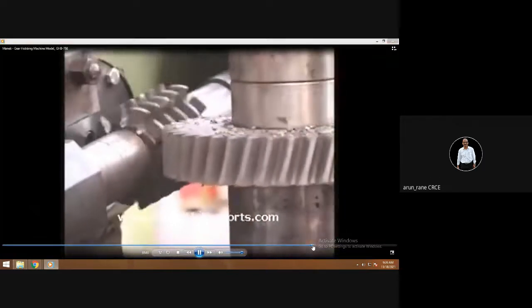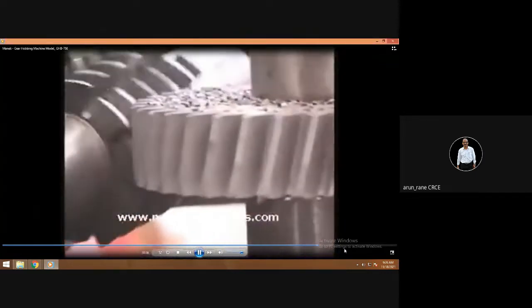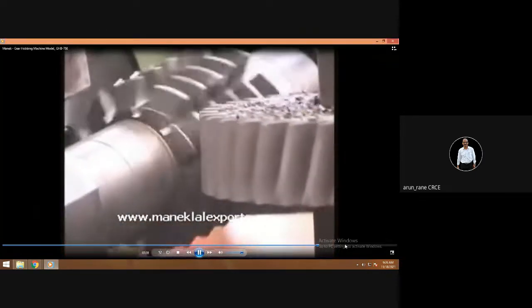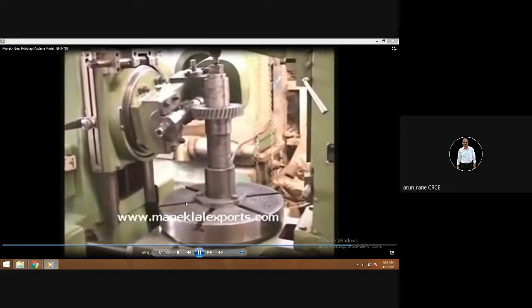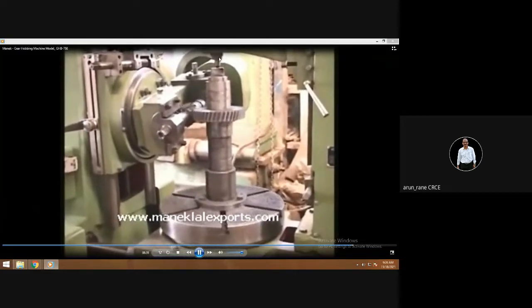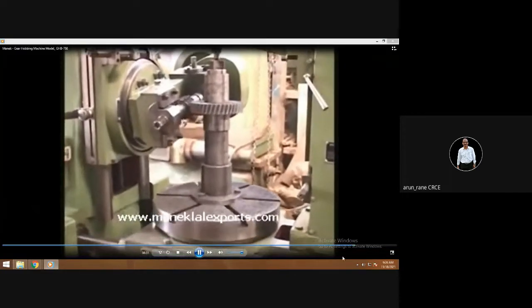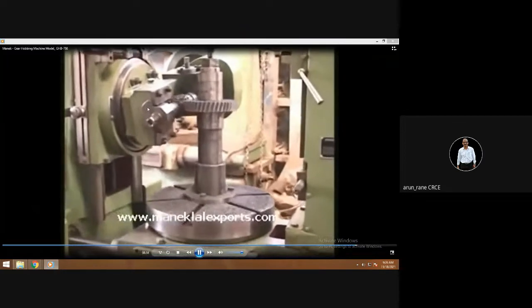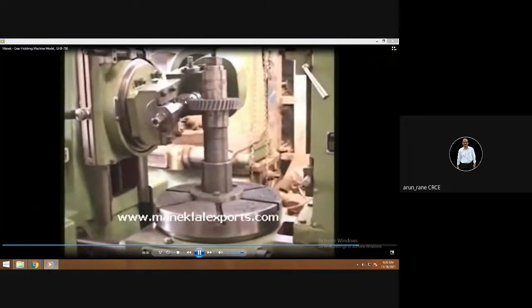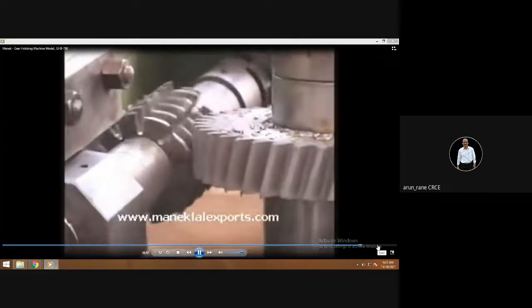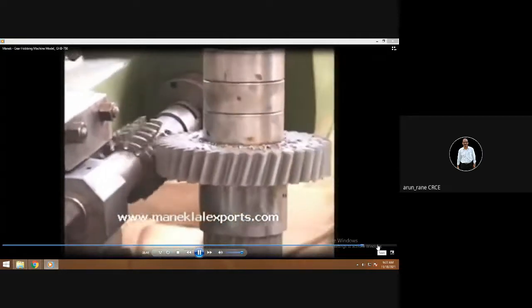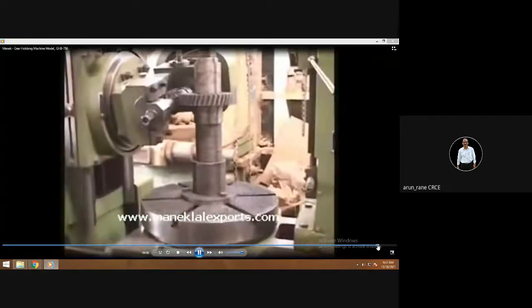Always remember the chip should not be continuous, the chip should be discontinuous. Chip should break. That means your cutting is healthy. This is your rotating chuck. This is a fixed dead center. So there is a fixed gear ratio between the gear hob and the blank, and that goes as per the relation n1 upon n2 is equal to d2 upon d1, or n1 upon n2 is equal to t2 upon t1.